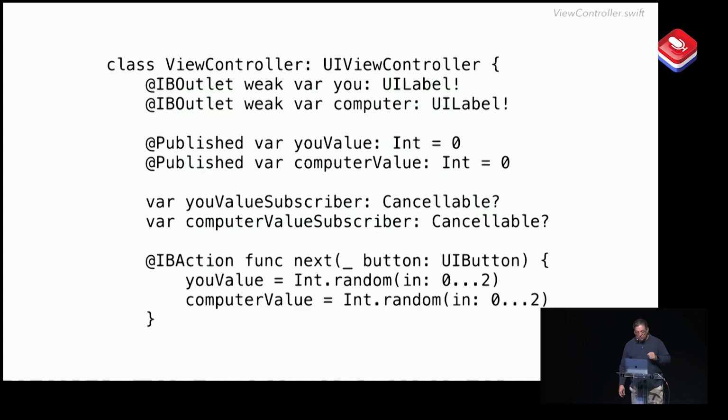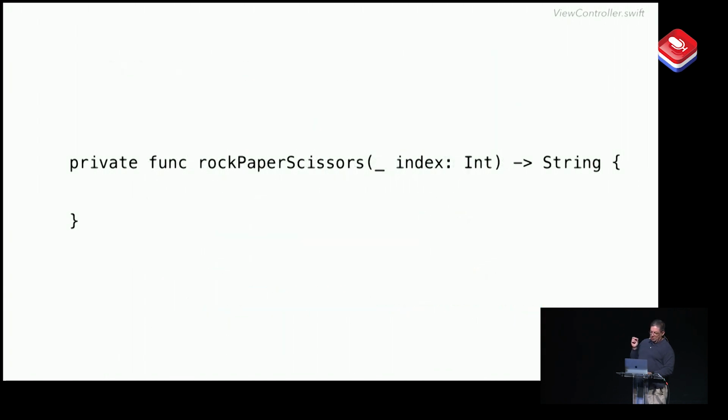Okay. So let's see how that might work. In this case, I have two outlets, one for my role, one for the computer's role. And so I have two published values. These are ints between 0 and 2. And now I have two subscribers that I have to connect. And every time I press that button, I find the next user value and the next computer value. And it's an int between 0 and 2. Now somehow I've got to convert from an int to a string. And so you roll 0, 1, or 2, but I don't trust you.